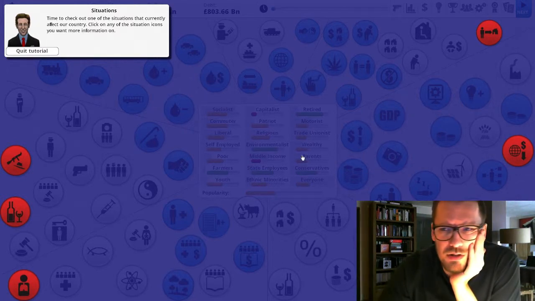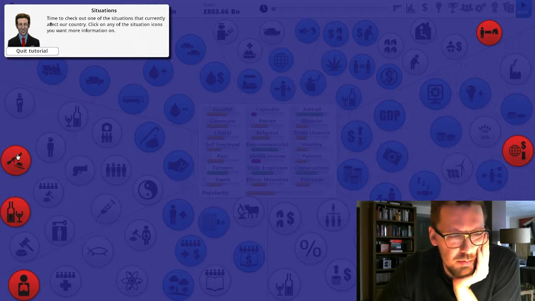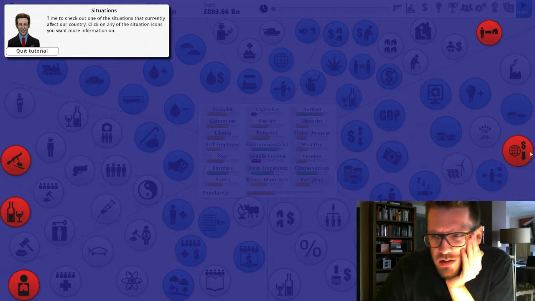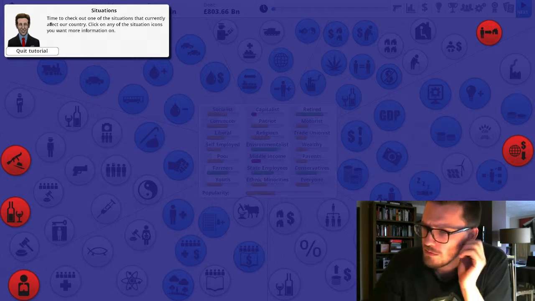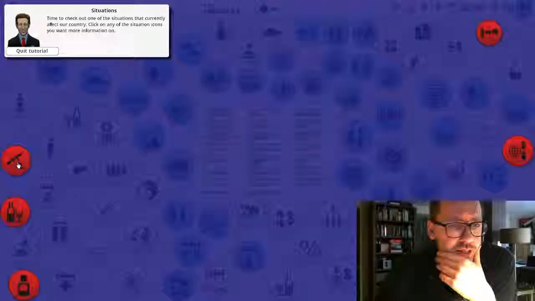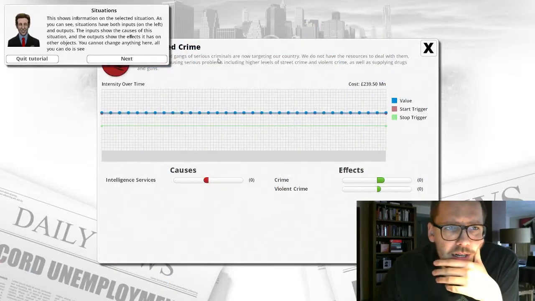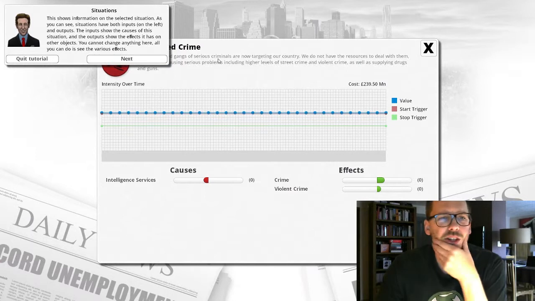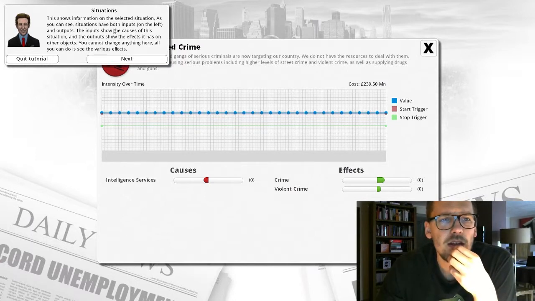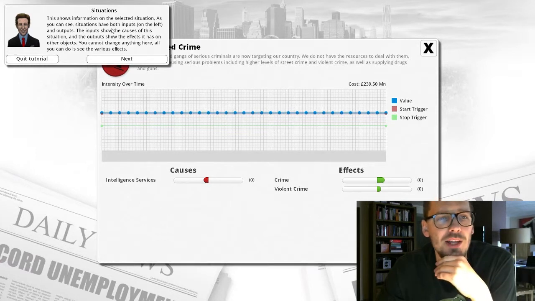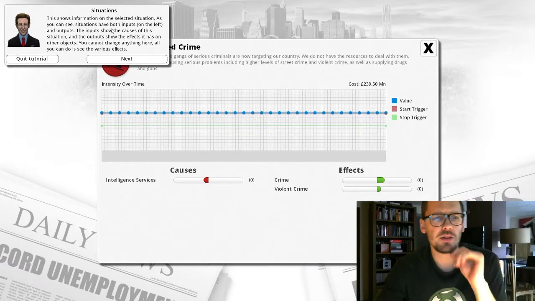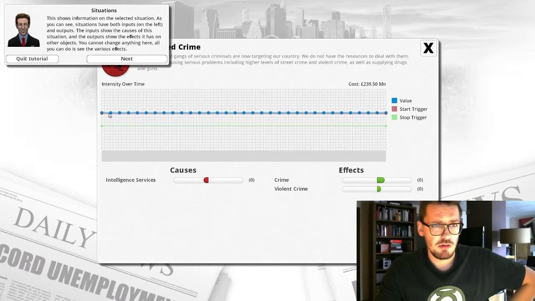Click any of the situational icons. What's a big problem for us? Crime? Drinking? Shooting things? Settings? No. Let's go with crime. Organized crime. This shows information on the situation. As you can see, situations have both inputs on the left and outputs. This is the input and that is the output.